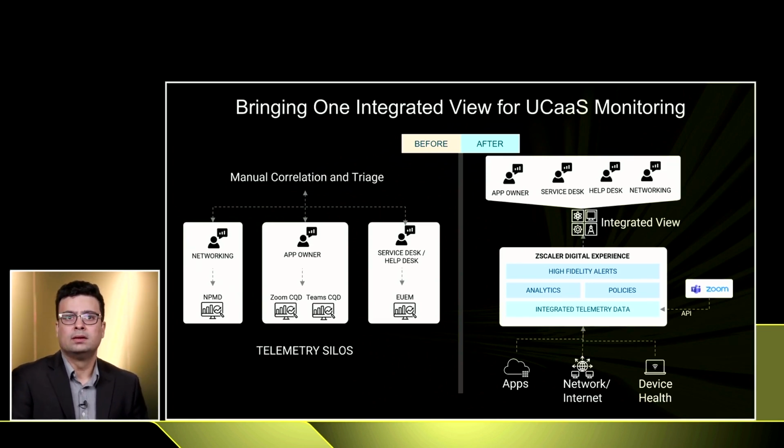With new enhancements, ZDX can integrate with a customer's UCaaS tenant for Teams and Zoom and fetch additional API-based telemetry data at a meeting or an attendee level that augments the detailed network, endpoint, and app visibility that Zscaler provides, and brings a single pane of glass experience that service desk, application owners, networking, and security teams can view now.